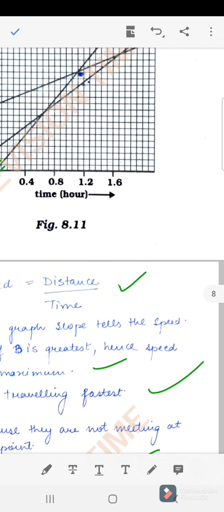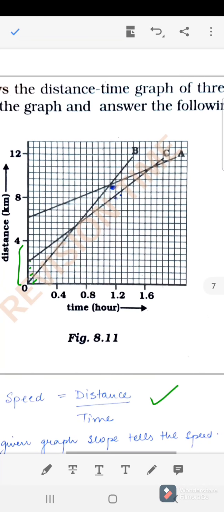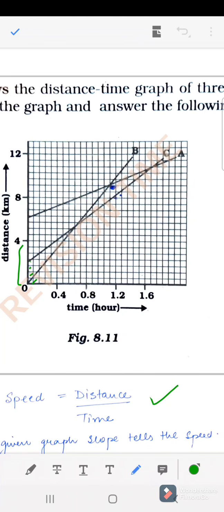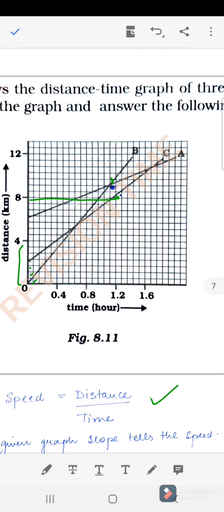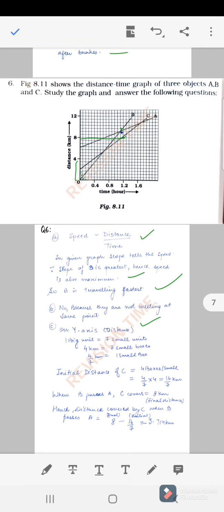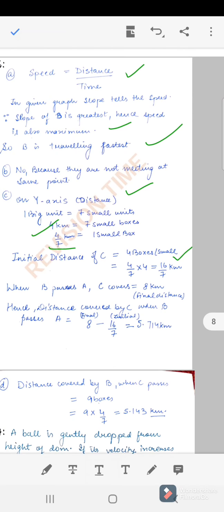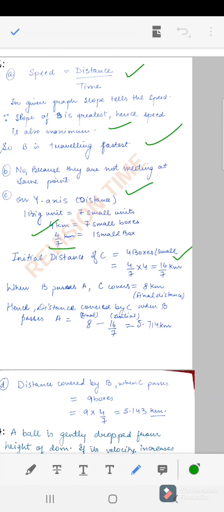So here, when B is passing A at this point, where is C? It is here. So this corresponds to 8 kilometer. So when B passes A, C is covering 8 kilometers, which is the final distance. Hence the distance covered by C when B passes A is this.